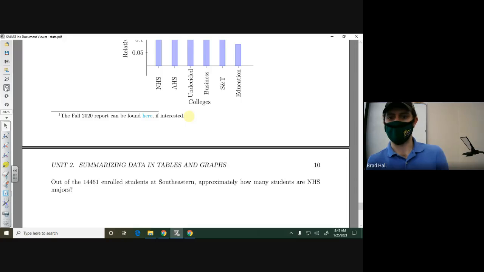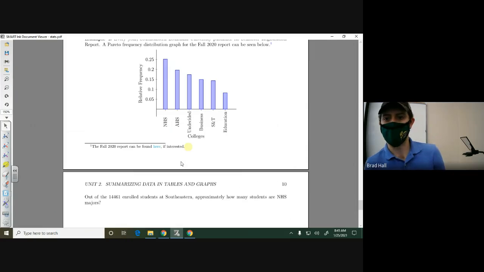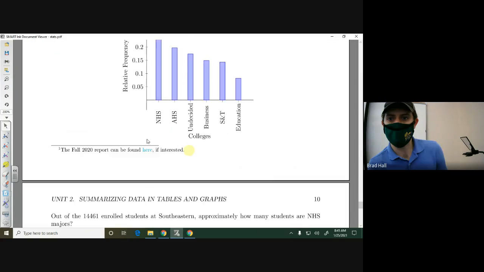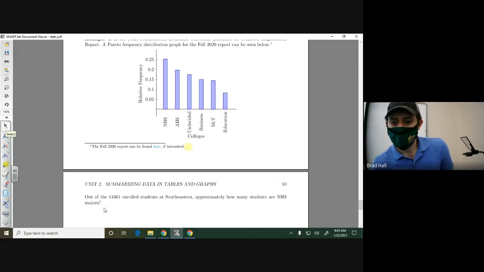Let's see if I can put all this in the same screen. There we go. So there's 14,461 students. How many of them are nursing health science majors, if we know that they comprise roughly 25% of the student body? Anyone?